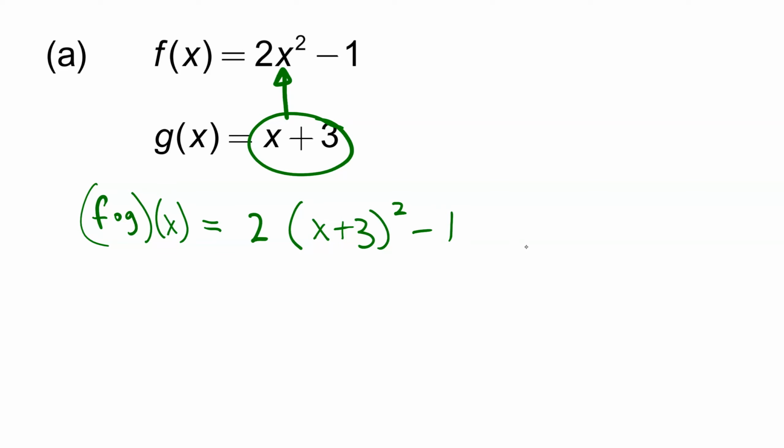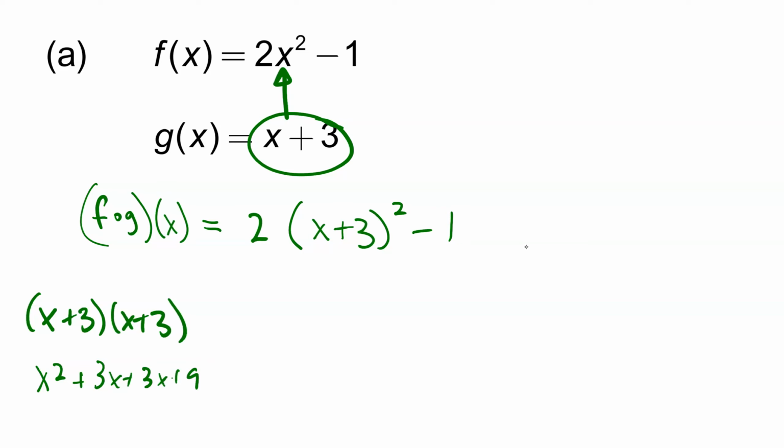So do not be lured into the trap of just distributing the square, because that's not true. You have to FOIL. (x plus 3) times (x plus 3) is not x squared plus 9. You're missing a plus 6x in the middle. I know you guys. Gotta actually FOIL it out. x squared plus 3x plus 3x plus 9. So this is equal to 2 times (x squared plus 6x plus 9) minus 1.